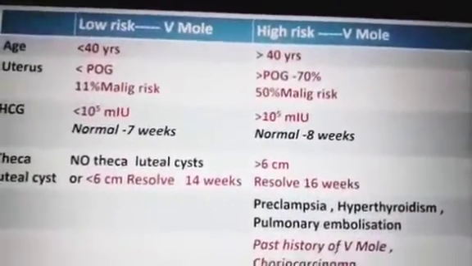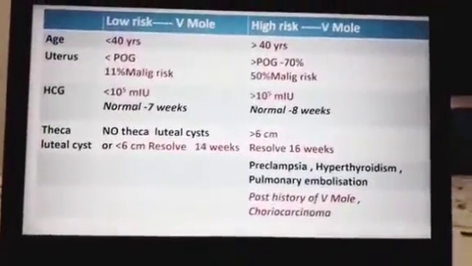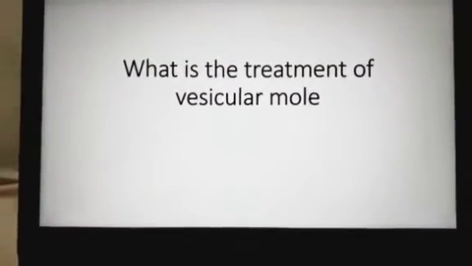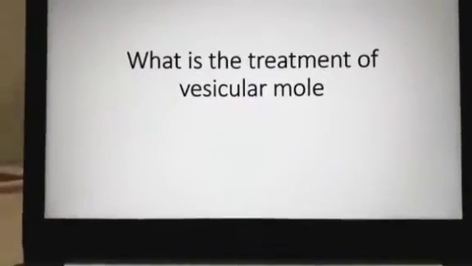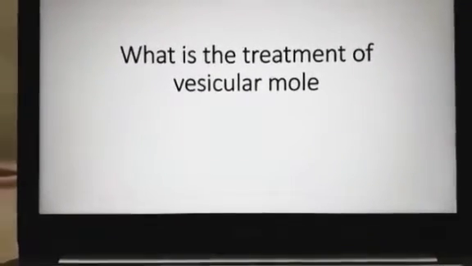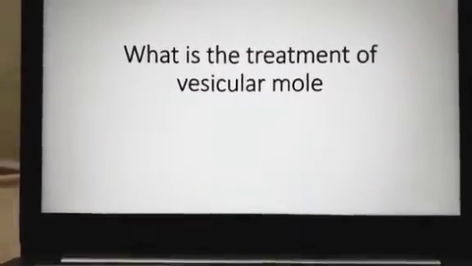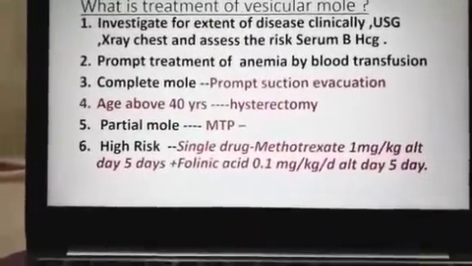So this is how we divide and assess the risk before subjecting the patient to any treatment. What is the treatment of vesicular mole? It is a very important question asked in the examination. Two next slides, please pay attention. Before entering the examination hall or the viva, you must go through this slide. So what is the treatment?